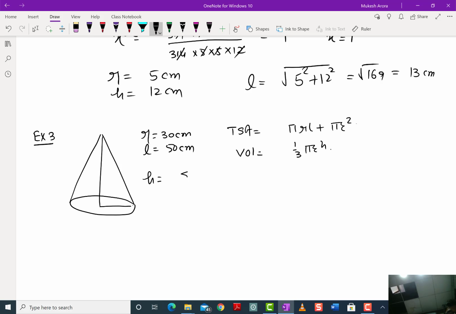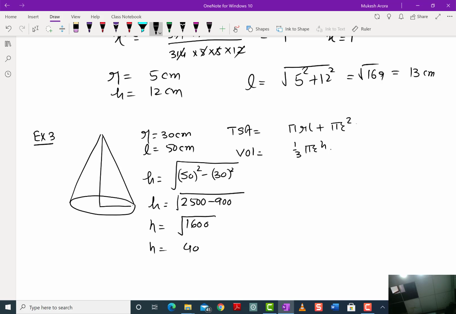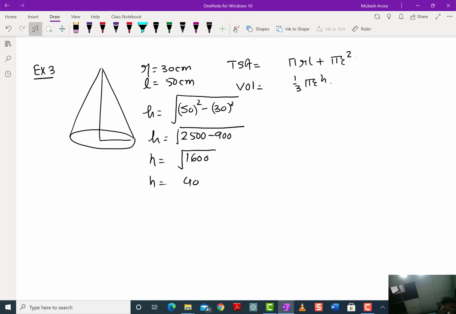So h will be 50 square minus 30 square under the root. H will be equal to 2500 minus 900. H is equal to 1600. H is equal to 40. So now whatever we want to find, if we want to find volume, 1 upon 3 pi, value of pi it's given 3.14 by 100, pi r square, r means 30 into 30 and h is equal to 40. So the volume comes to 37,680 centimeters cube.